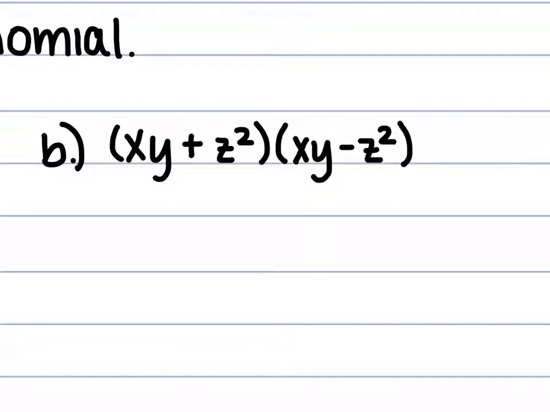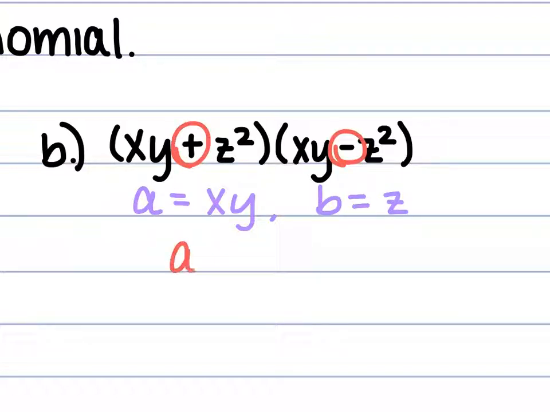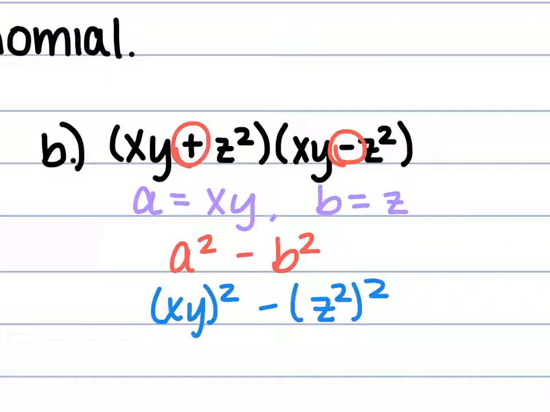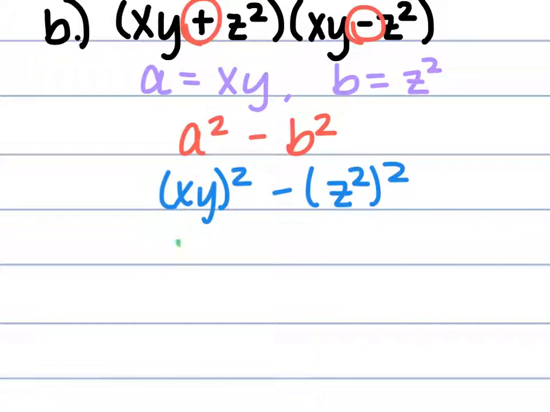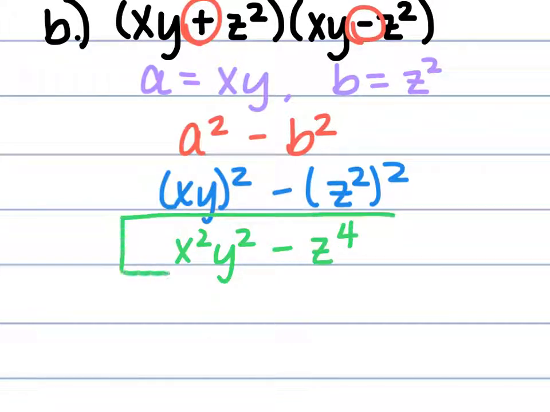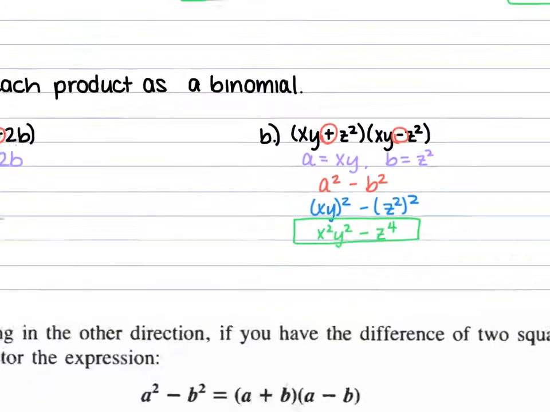For b, we have xy plus z squared times xy minus z squared. So your a is xy, your b is z squared. Your formula that you're using, because you have opposite signs, is a squared minus b squared. So substitute these values in. We're going to have xy raised to the second power minus z squared raised to the second power. So we have xy times xy, which is x squared y squared. And then we have z squared raised to the second power. So z squared times z squared is z to the fourth power. So x squared y squared minus z to the fourth power.